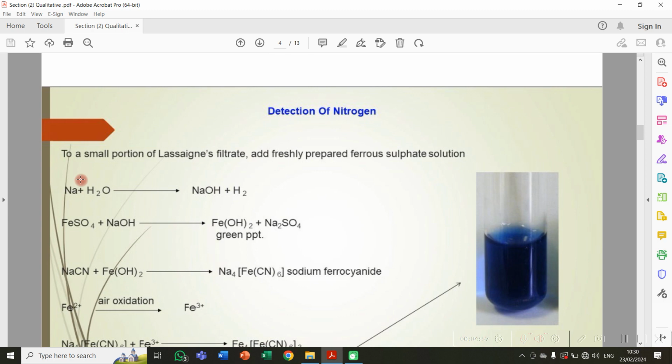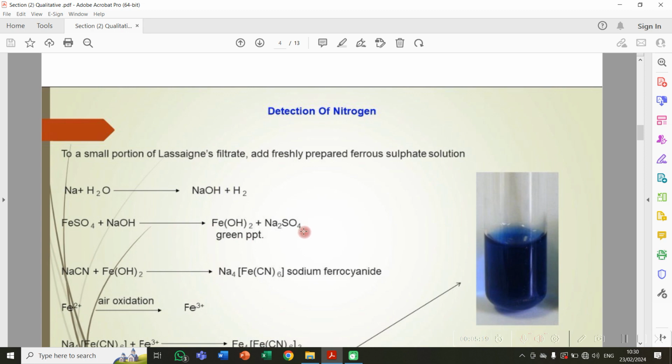The excess sodium that we added first in the Lassaigne test will react with the water that we added to dissolve all the compounds, and will give you sodium hydroxide. So sodium plus water gives sodium hydroxide. This is the first equation. Second equation: ferrous sulfate plus sodium hydroxide gives ferrous hydroxide, a green precipitate.